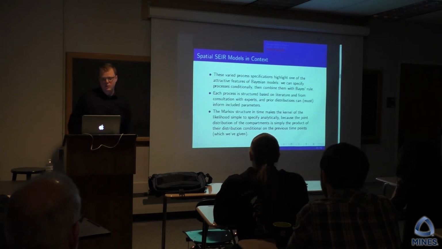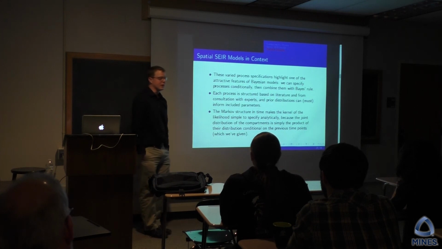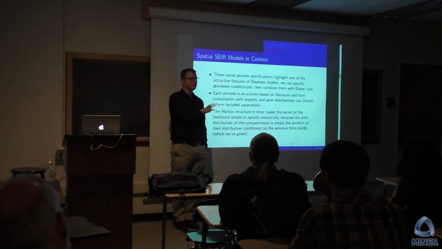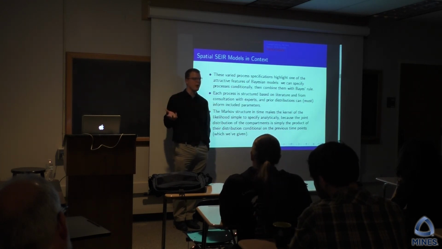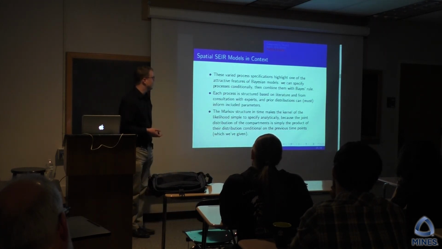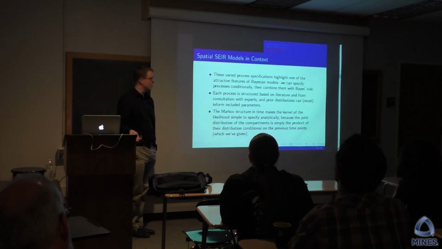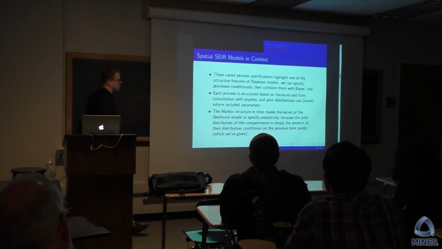Okay, so these varied processes highlight one of the things that I really like about working with this particular class of techniques, right? I didn't write down a comprehensive model. By using Bayesian hierarchical modeling, I'm able to specify what I think is probably a reasonable conditional specification. So I break it up into the individual components of the process, specify how they behave conditionally, and then combine them using Bayes' rule. Each process is structured based on literature or WHO website or consultation with experts, and prior distributions can be used to inform model parameters.